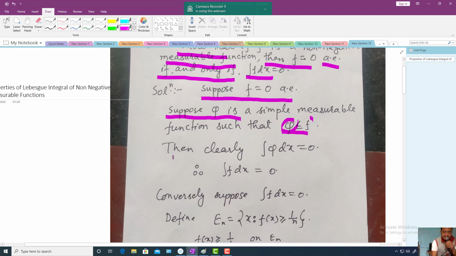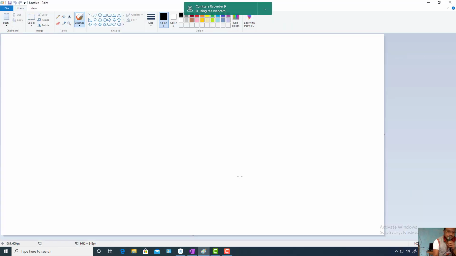Then it is clear what we have: the integral of phi dx is equal to 0. So for all those simple measurable functions phi which are less than or equal to f, the integral is definitely equal to 0. So all are 0, and the supremum is also 0. Let me explain this a little bit.